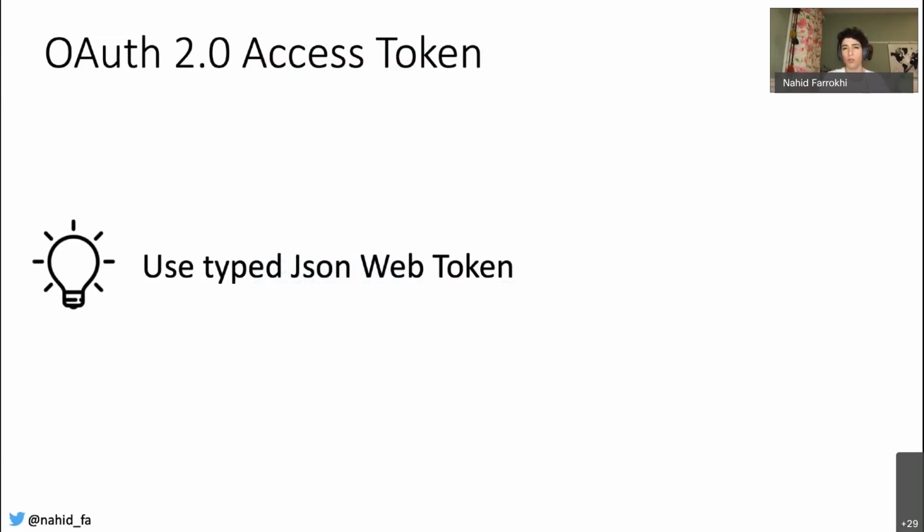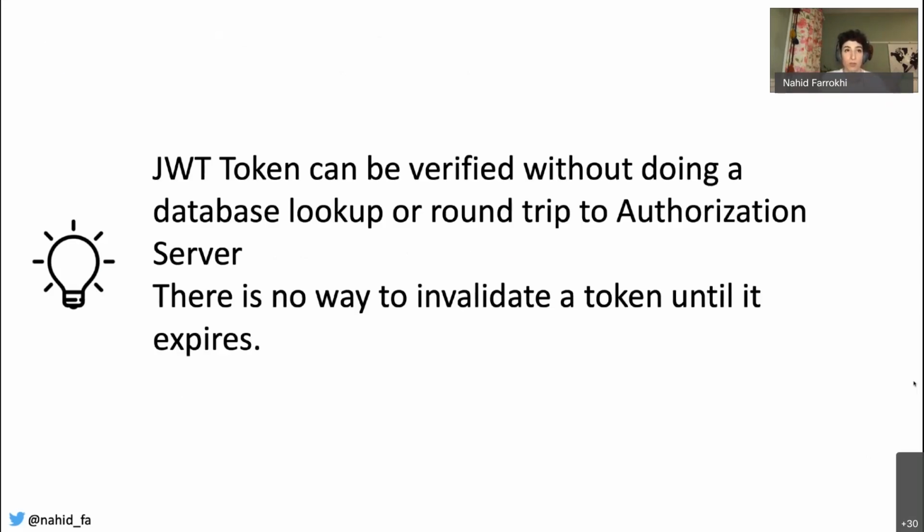So when you use JWT, there is no need to round trip to the authorization server to verify. But if you use a random string, to verify that at the API, there has to be a round trip to the authorization server to make sure that this is valid, or you have to figure out some other way to validate that token. The other tip about JWTs, which is very important, is that they can be verified without doing a database lookup or round trip to the authorization server, as we said. That's why there is no way to invalidate a token until it expires.